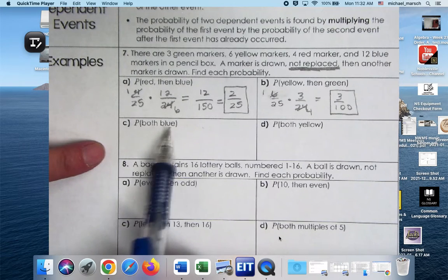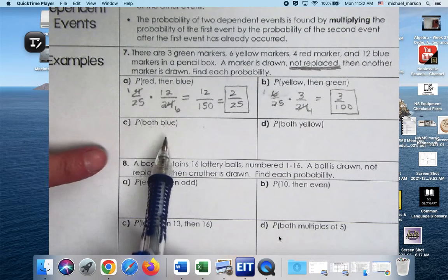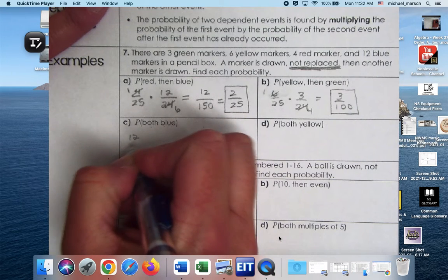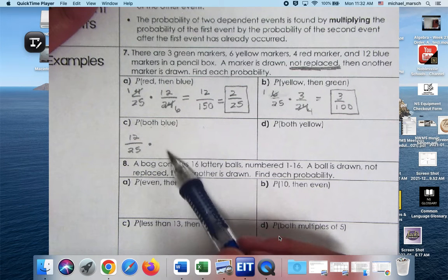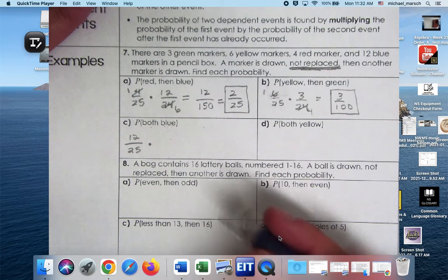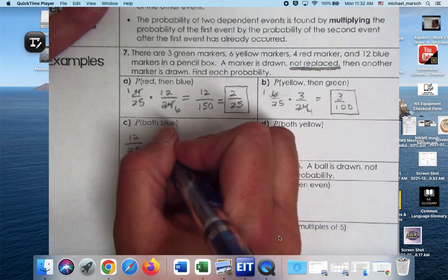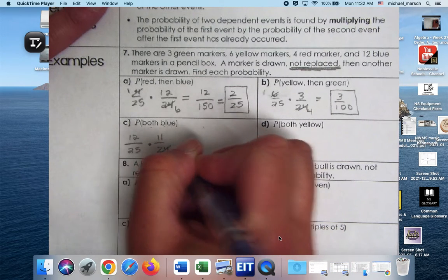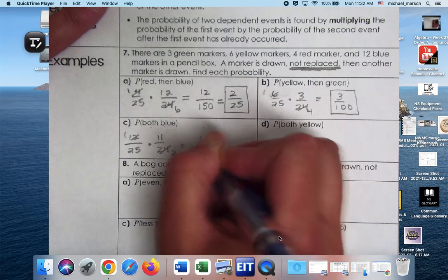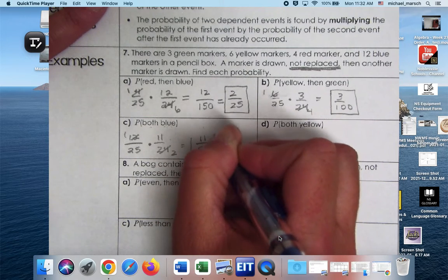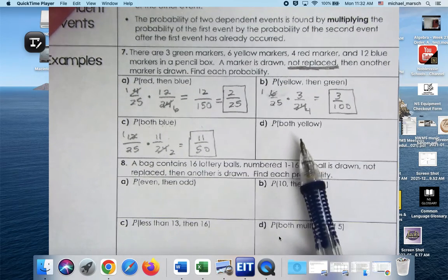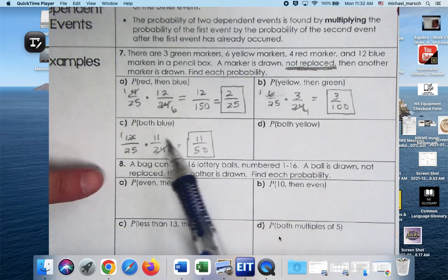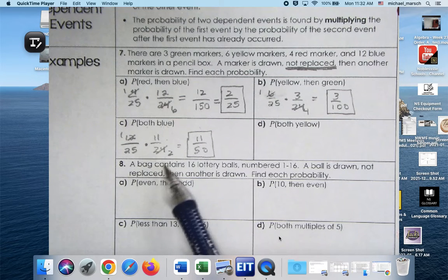What if both of the markers that I pull out are blue? So the first one would be 12 out of 25. And then the second one, my numerator and denominator are going to be affected. 11 out of 24. Good. Okay, I want you guys to try the both yellow probability by yourself. Remember that once you take one of the yellows out, it's going to affect how many yellows are left and how many actual markers are left.